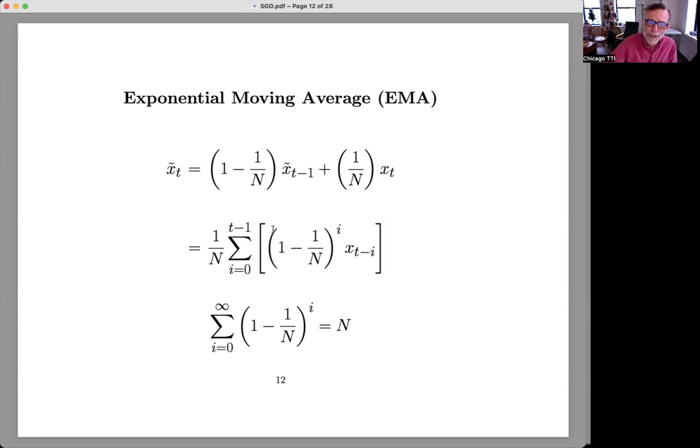And furthermore, the infinite sum of these coefficients, you can use a standard formula to calculate the value of this infinite sum, is n. So this is precisely 1 over n times a weighting on all of these values that sums to n. The weightings sum to n, and you're dividing by n. So it's an average over n, if that makes sense.